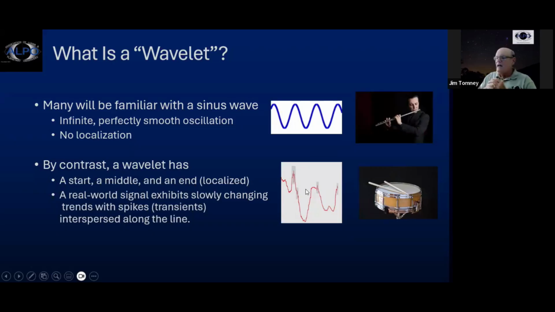A good analogy that I ran across when I was doing my research on this is that you could consider a sine wave kind of like a flute player, where they're playing one or two notes alternately back and forth, back and forth. Whereas a wavelet is more analogous to a drum beat. You hit the drum with a certain intensity and a certain pitch, and it's there just for that moment in time.